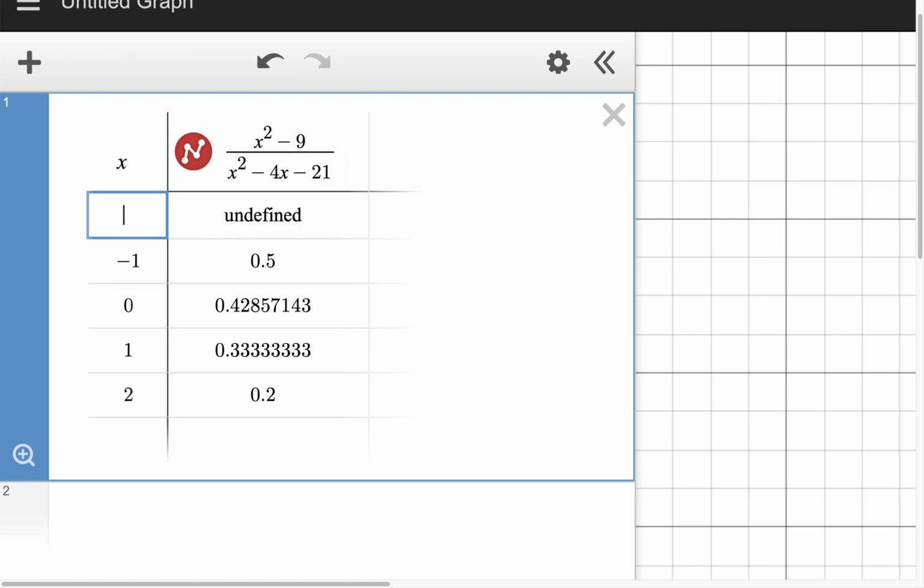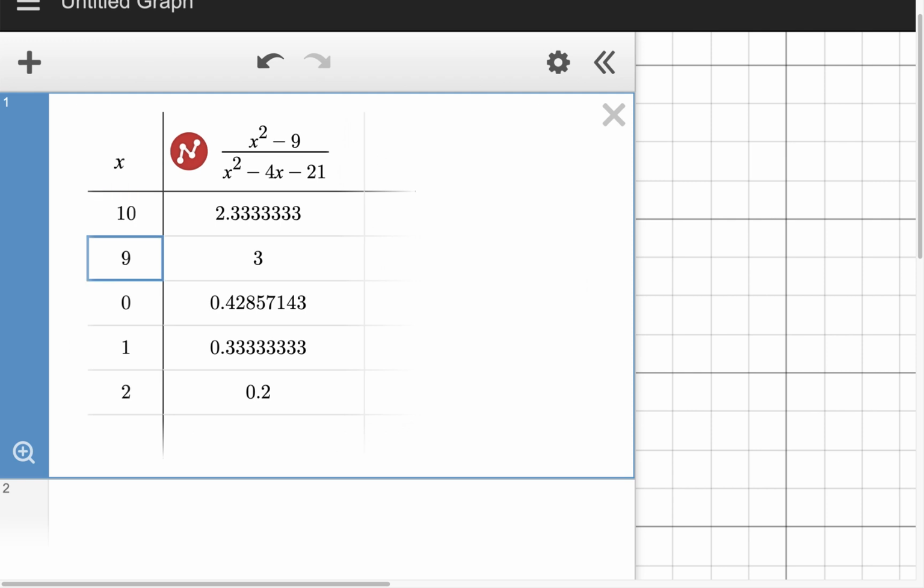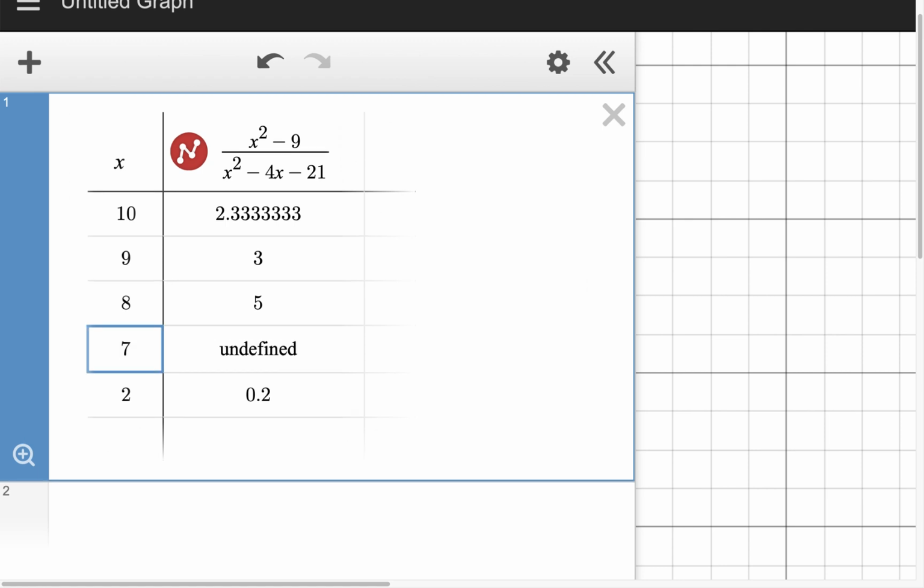I could go with, say, 10. That's not restricted. 9 is not restricted. 8 is not restricted. 7, on the other hand, is restricted. This input causes a zero denominator, so you have an undefined statement in this case. Now 6 is not restricted, so there is a defined value. So 7 is restricted.